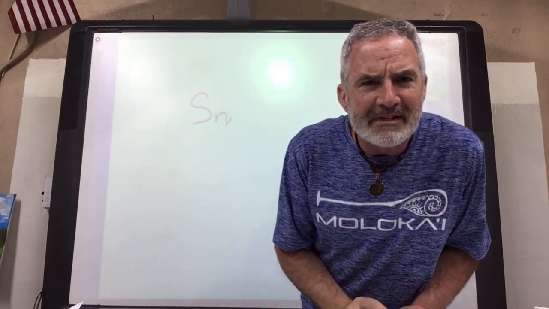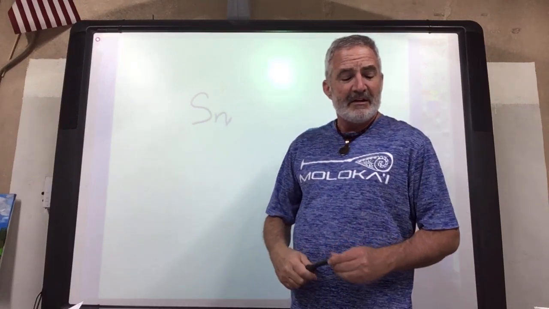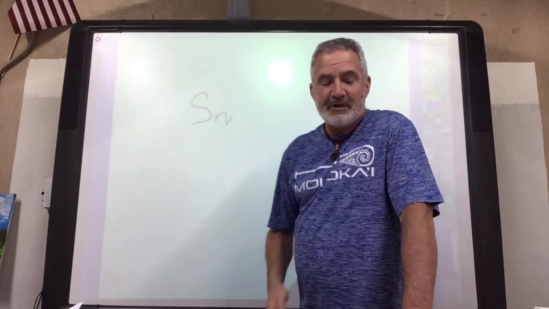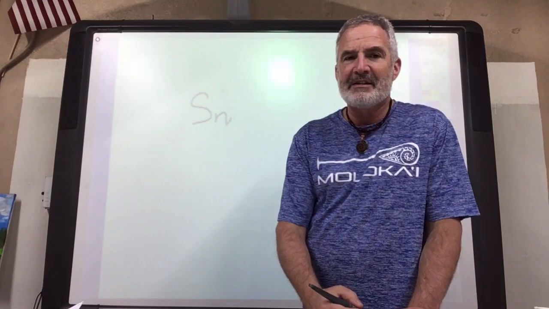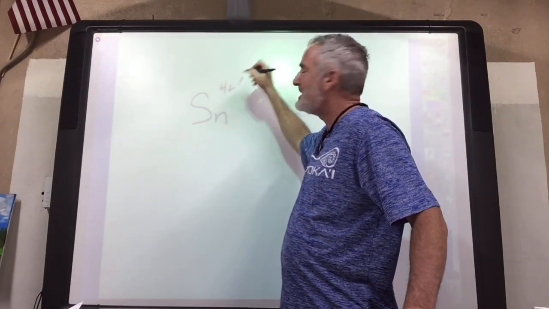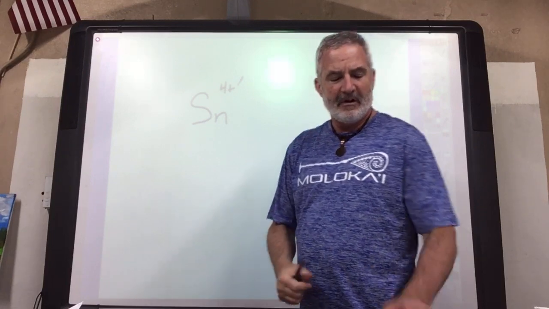And I hope you can see that. Yeah, I think you can barely see it. So the symbol for tin is Sn, and its charge, it tells us there, is +4. So +4. So we put a 4 plus for tin.